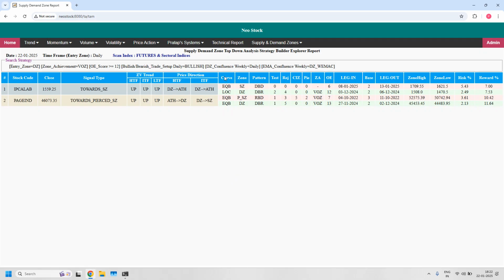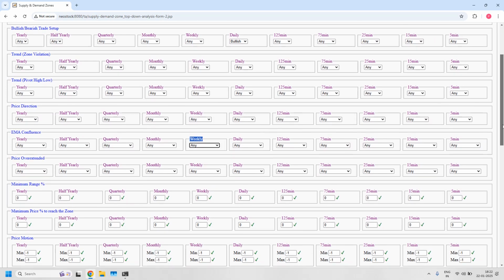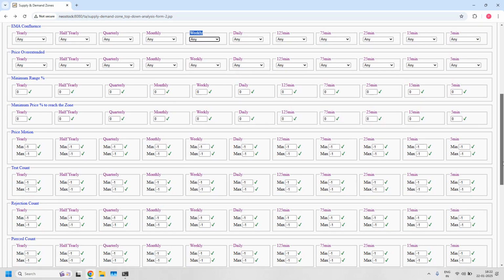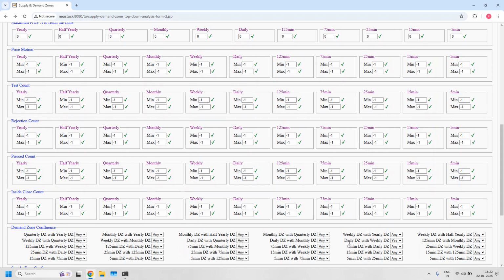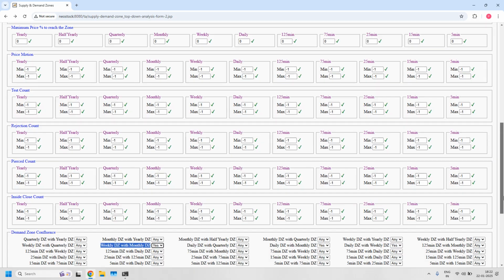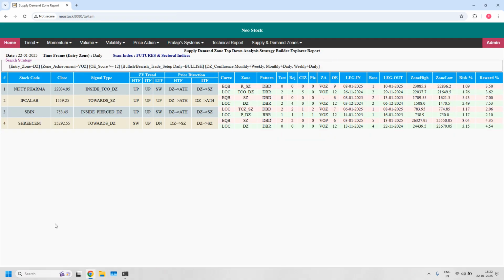LTF, ITF and HTF zone confluence. So removing EMA filter because it is ITF specific. Now we should focus on HTF. So in the LTF, ITF, HTF demand zone confluence, we need to set 3 filters. First filter is already enabled. This is a daily with weekly. Second filter is a daily demand zone confluence with monthly demand zone confluence. Third filter, weekly demand zone confluence with monthly demand zone confluence. With all the 3 filters, LTF, ITF, HTF demand zone confluence, we got 4 stocks.